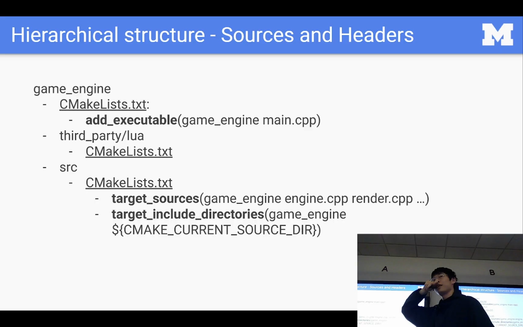What about the header include file? We're gonna use target include directory. So this is just a variable. It represents the current directory where the CMake list is placed. So this one just translates to source. So we add the source folder as the include directory to our game engine project. Why do we want to do that? Because our header files may be placed within this folder.